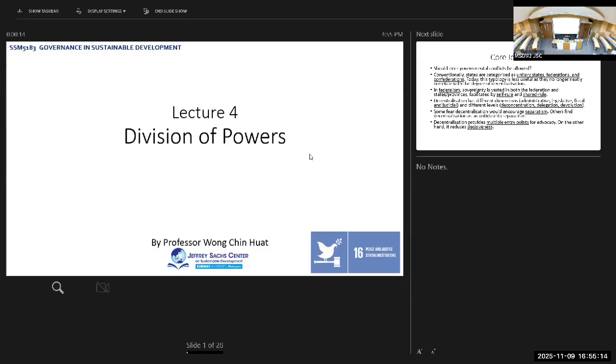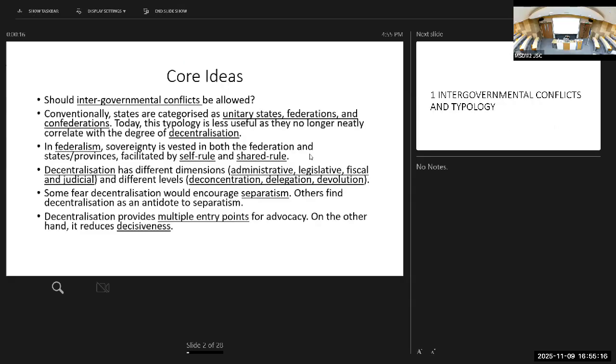Lecture 4 is about divisions of power, and we're going to talk about intergovernmental conflicts. I'll explain what it is, and then we look into three typologies of state, looking at how decentralized power is. So that's unitary states, federations, and confederation, and also explain to you why this is less useful today. We'll then focus on federalism, where sovereignty is vested in both federation and the state, and this brings us to the concept of self-rule and shared rule.